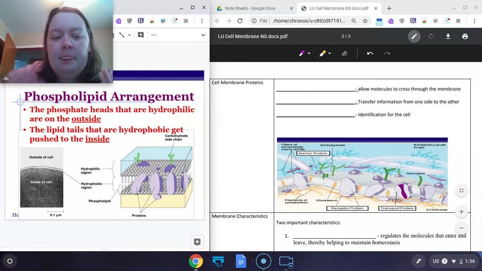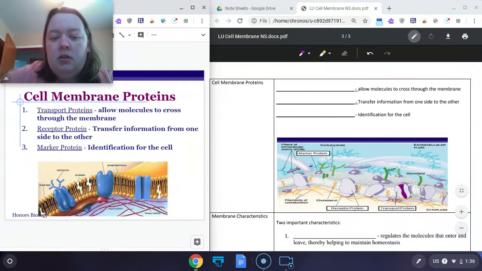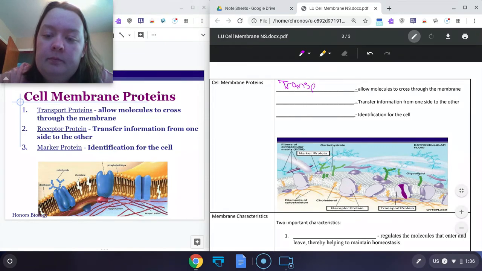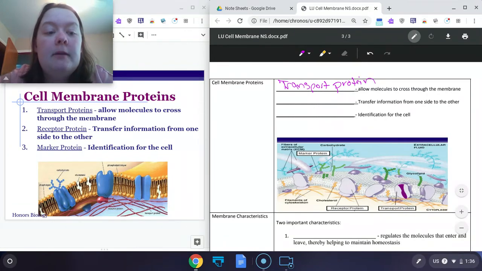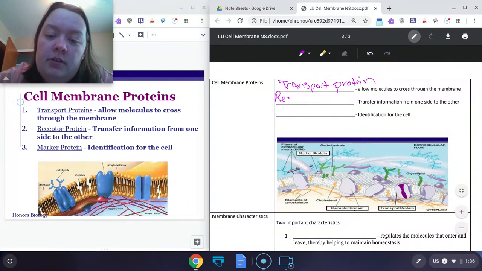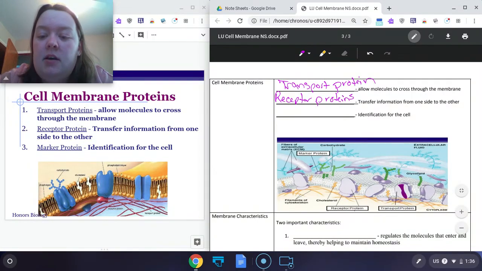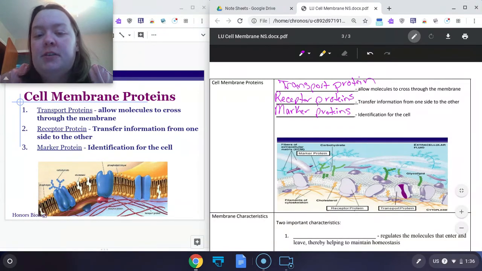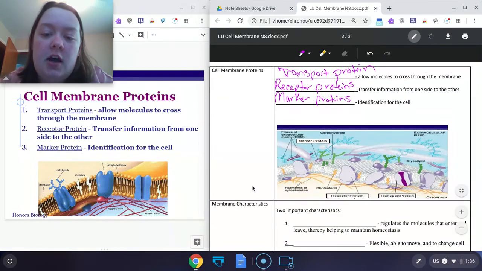Okay, the second component that we talked about in the cell membrane are the proteins, and proteins can have one of 3 jobs in the cell membrane. They can be transport proteins. Transport proteins allow things to go in and out of the cell membrane. They could be receptor proteins, which are going to transfer information from one side of the cell to the other. Or they can be marker proteins, which identify the cell. It's kind of like a little name tag. Hey, I'm a heart cell. You can talk to me about heart things. Those are the jobs of marker proteins.